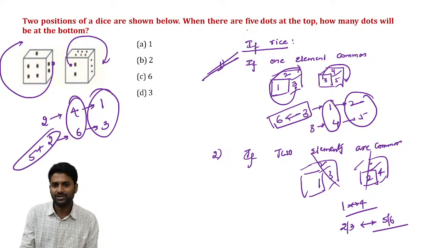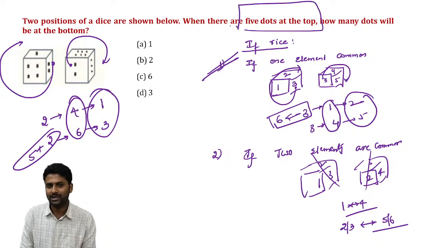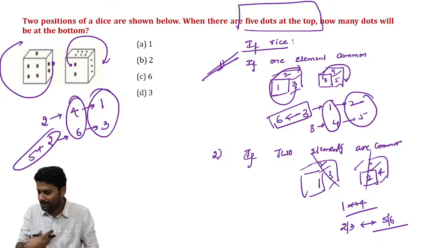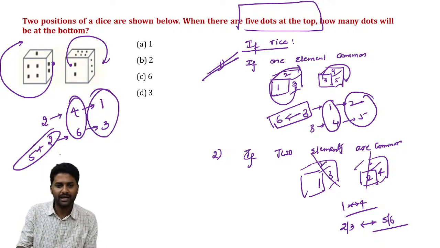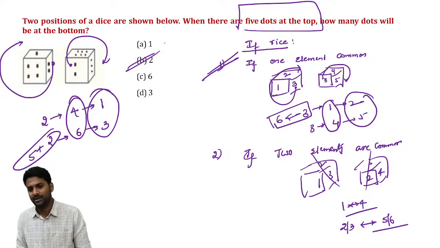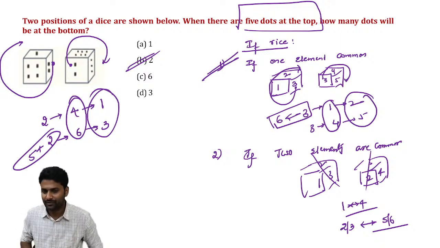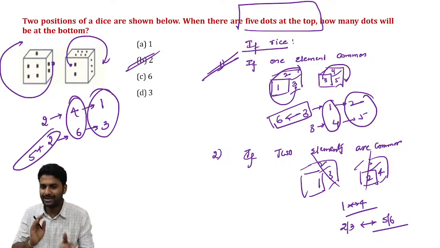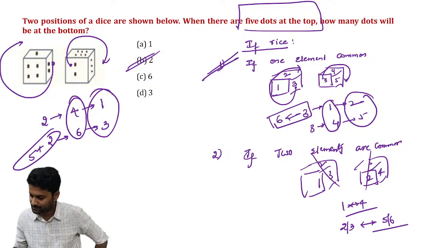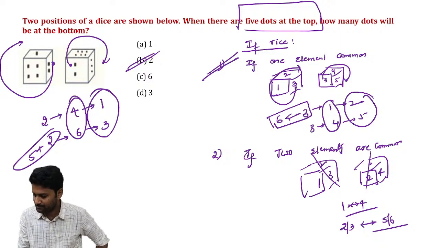Now, according to the question, if 5 dots are on the top, then how many dots will be on the bottom? Top and bottom are opposite to each other, right? If you see 5 as the top, then the bottom number must be 2. If one element is common, keep it constant and consider the clockwise notation. If two elements are common, the remaining must be opposite to each other. So these are the concepts. Remember.